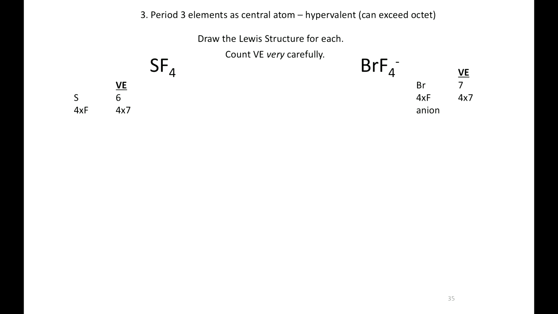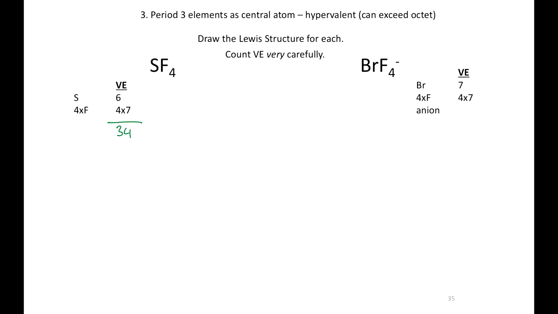So here are 2 examples where our central atoms go hypervalent, all right? So here's SF4, same 6 steps. We want to calculate the number of electrons we're allowed to spend. So we have sulfur and 4 fluorines. That adds up to what? 28, 34? 34, yes? Okay, 34.